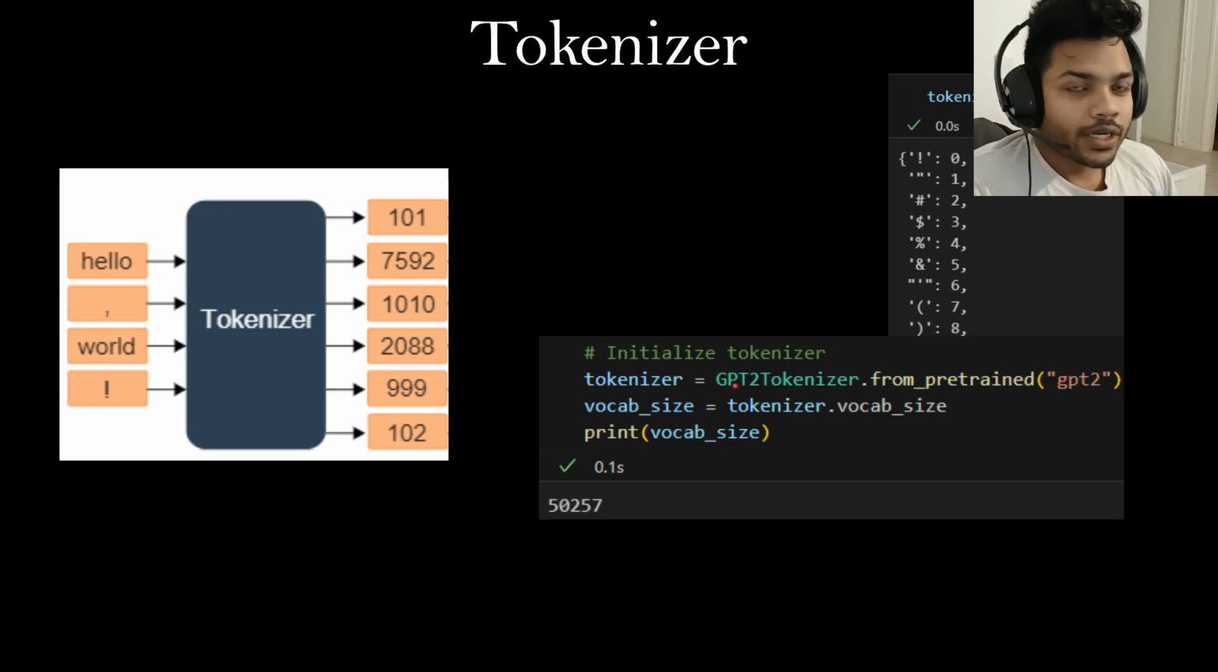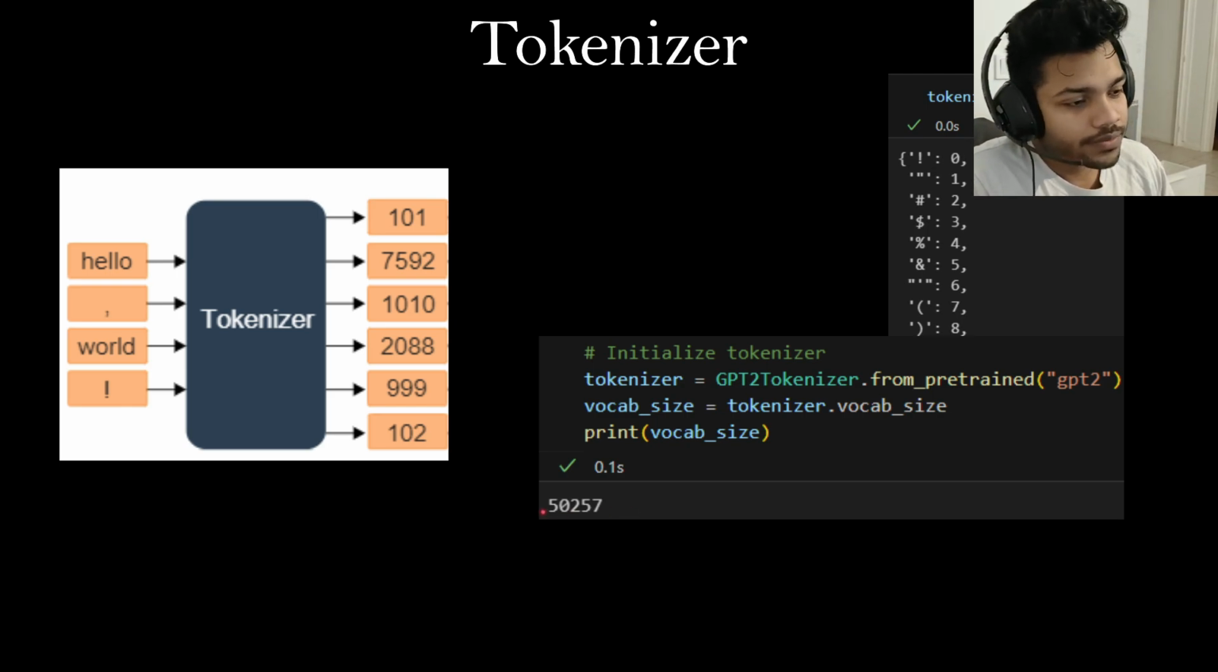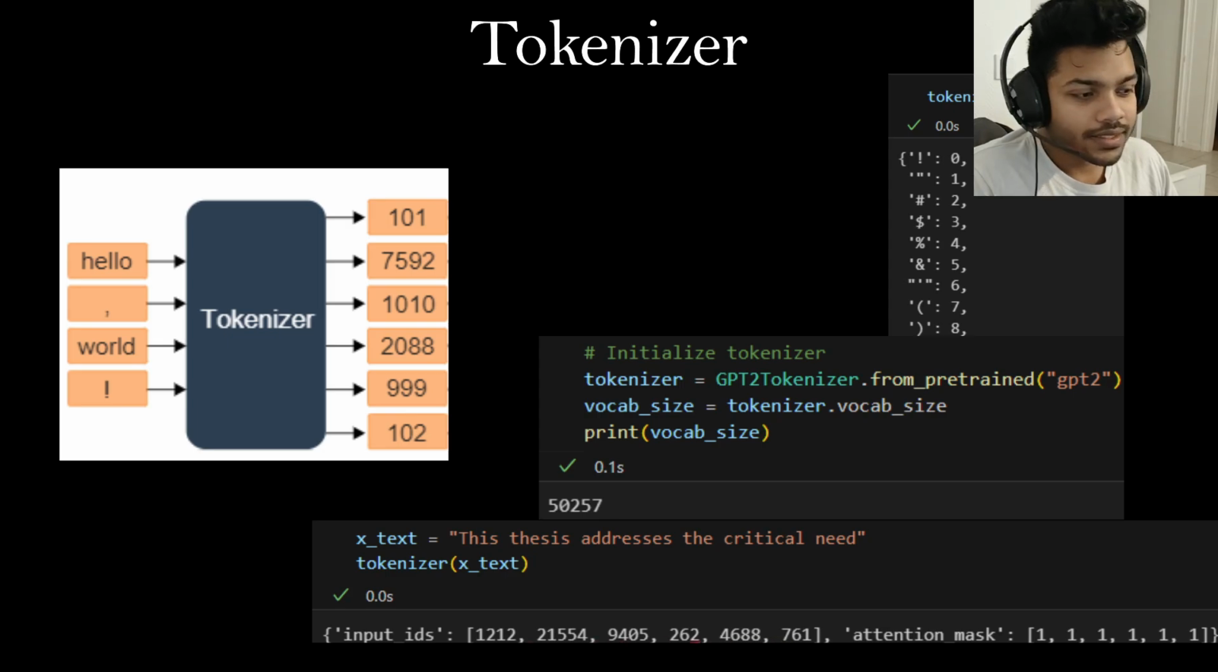In this case, I use the GPT-2 tokenizer. If you do tokenizer.vocab_size, then you can get the total number of words or subwords present in your vocabulary. Later on, suppose this is my input text and I want to tokenize it. I just have to call this tokenizer and pass this text inside, and then it gives me the tokenized form. You see, there are six tokens present here.